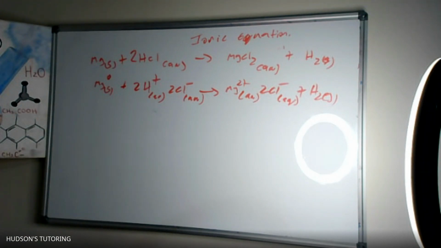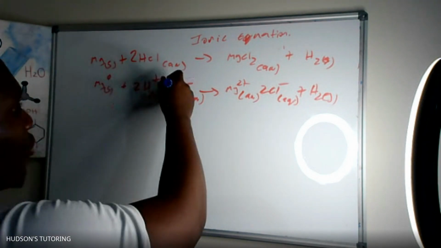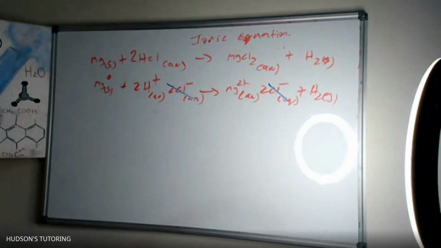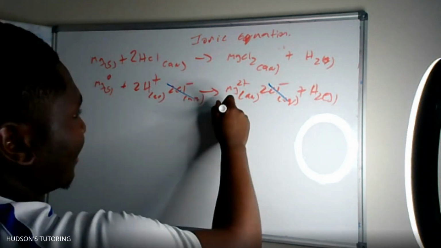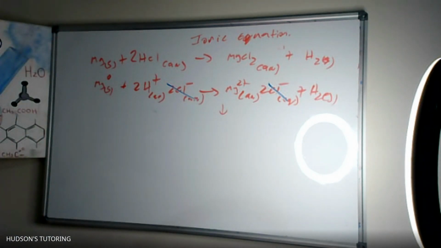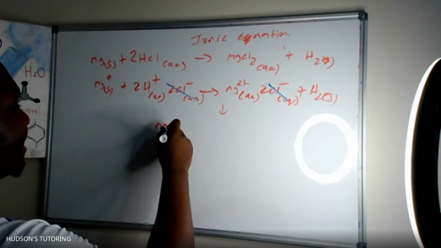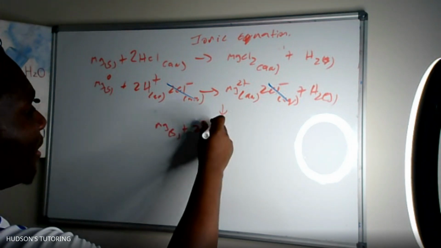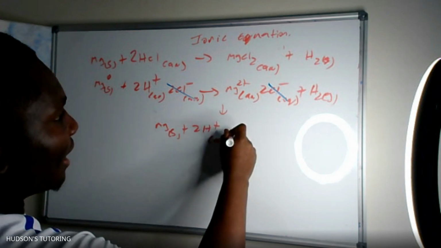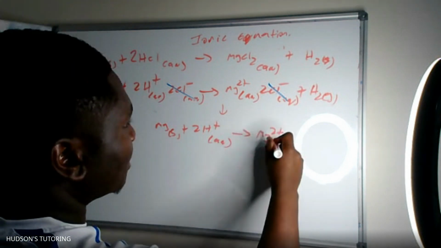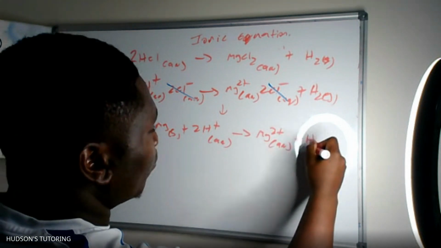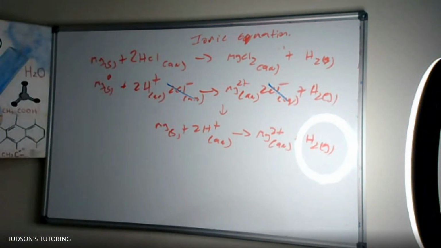Let's now get rid of our spectator ions. So we'll get rid of chlorine, aqueous, chlorine here, right? And then we're just writing back everything that's left behind, right? Good. So this will be magnesium solid reacting with 2H plus aqueous, and that gives us Mg2 plus aqueous plus H2 gas. Good. Everybody understand that?